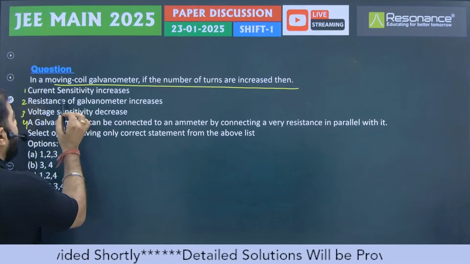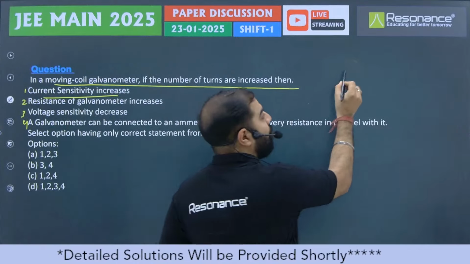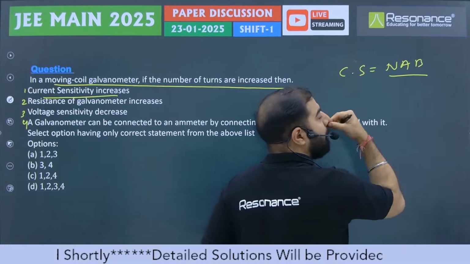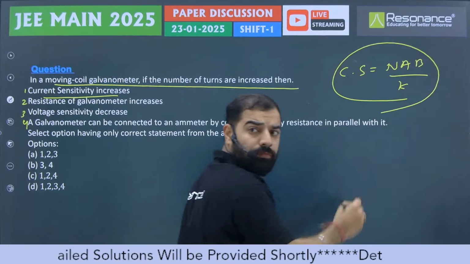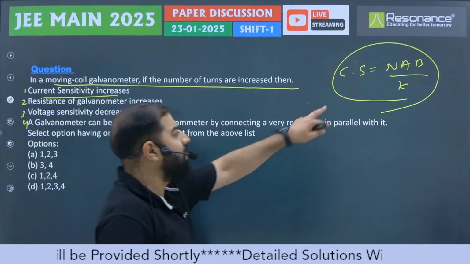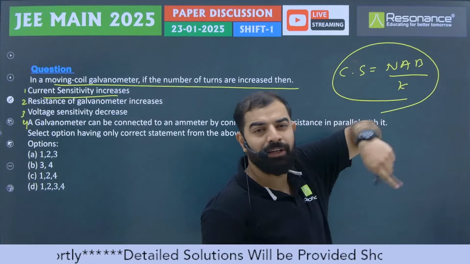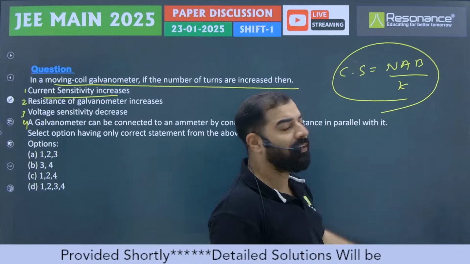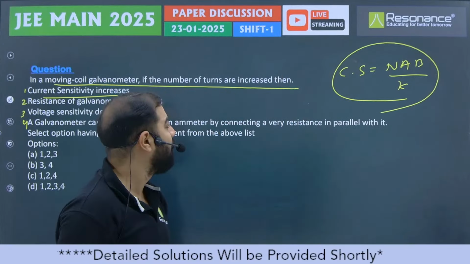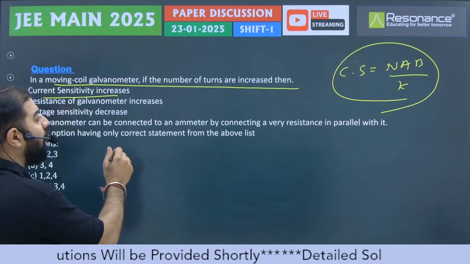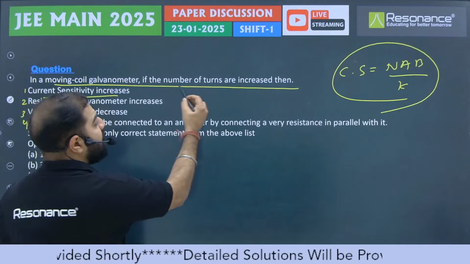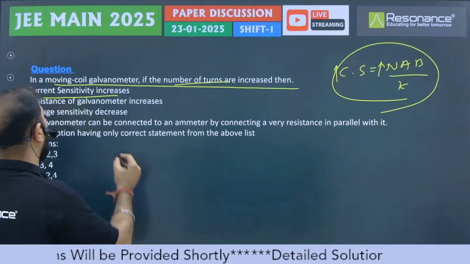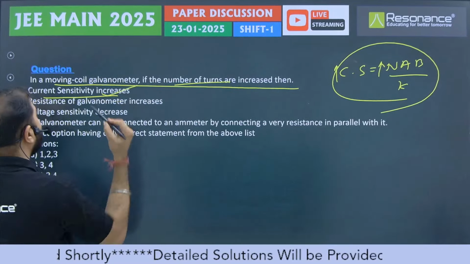Okay, so current sensitivity will increase. So what is the formula for current sensitivity? NAB by K. NAB by K, right? Where N is number of turn, A is the area of that coil, B is the magnetic field there, the permanent magnetic field there, and K is like the torsional or the spring constant. Okay, so now, when the number of turns increases, when N increases, current sensitivity will increase, obviously. So option statement 1 is right.